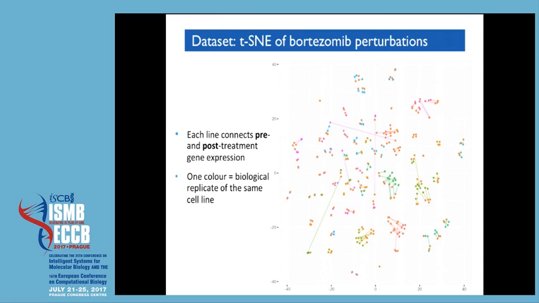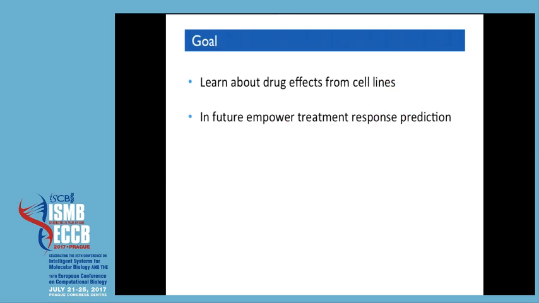However, if this kind of shift is consistent, we still hope that we will be able to extract something from that kind of data. Here what I'm showing is, for each cell line, all its biological replicates in one color. For example, here this greenish cluster, and there's a line connecting it to its post-treatment state in the same embedding, and those are all in some orangish color. This is roughly how the data looks, and we want to be able to learn as much as possible from this kind of perturbation data, and in the future empower the models for drug response prediction.